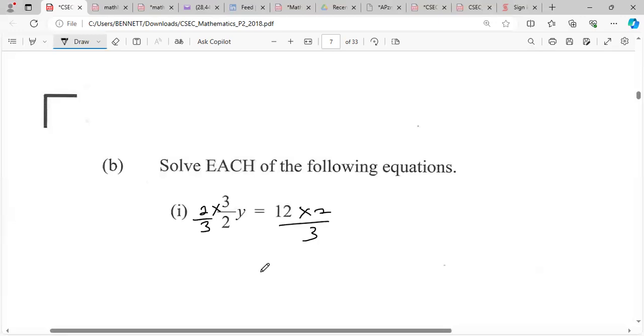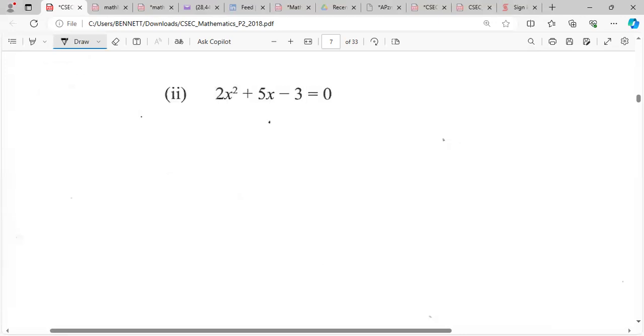And of course, 12 times 2, that's 24. And we divide by 3, which gives our answer as 8. And we can check: we have 3 over 2 times 8. What will be the answer for that? 2 into 8 is 4. And of course, 3 times 4, which is 12. Very nice one though.